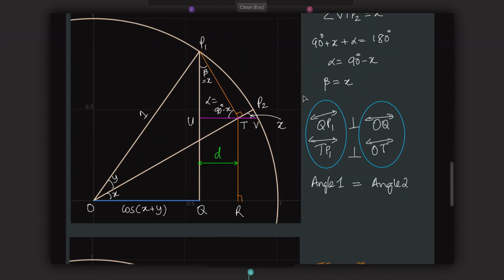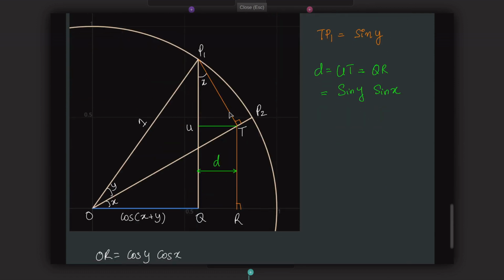Now let's remove all this clutter and redraw the diagram. We get this, where we know that this angle is x. What is P1T? So this is 1 and this angle is y, and this is the opposite side. So P1T is sine y.